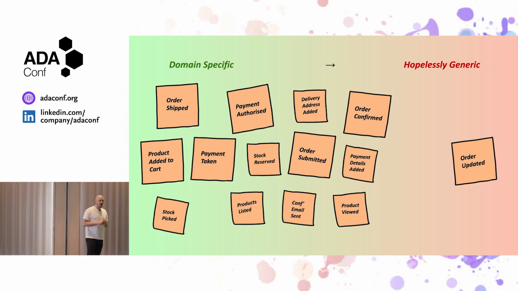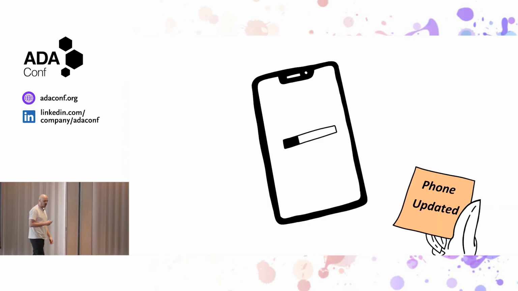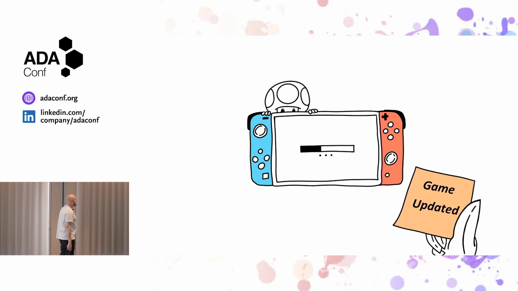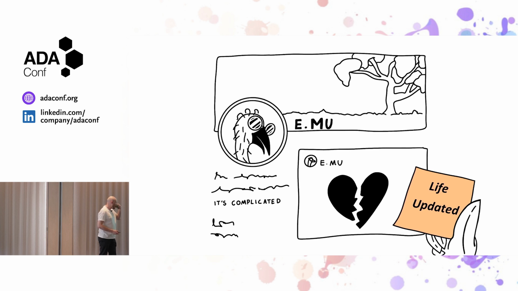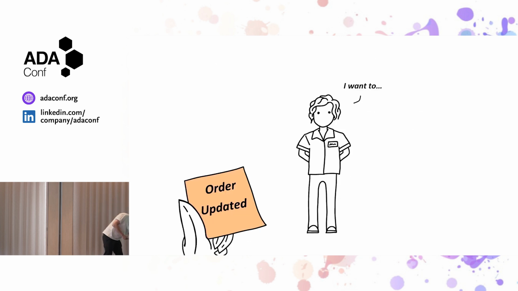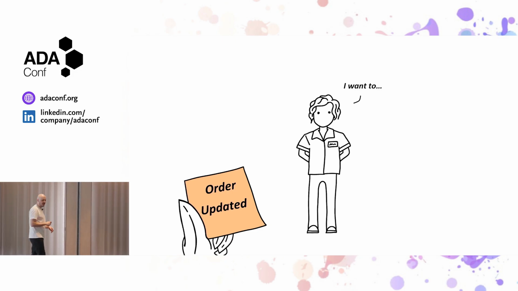So, why is order updated so bad? What's so bad about updated? Well, in truth, it's hard to think of any digital representation of anything that couldn't, in theory, at least be updated. So, phones get updated, games get updated, even relationship statuses, well, yeah, now and then they also get updated. So I think it's fair to say that this event doesn't really convey or telegraph any intent whatsoever. It doesn't really signify anything.